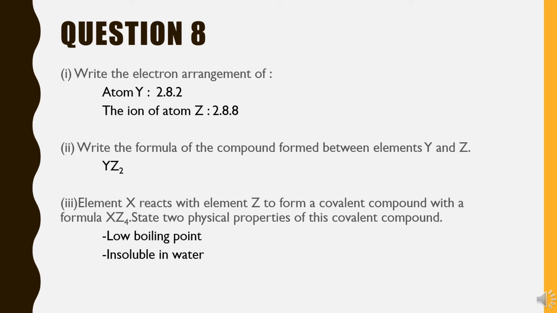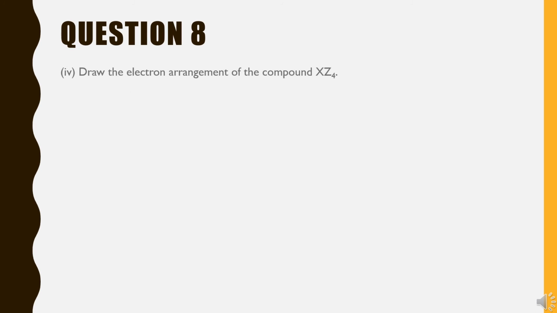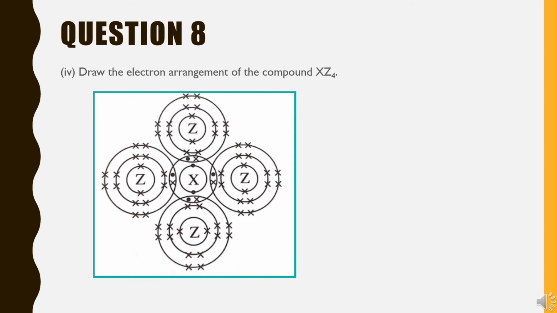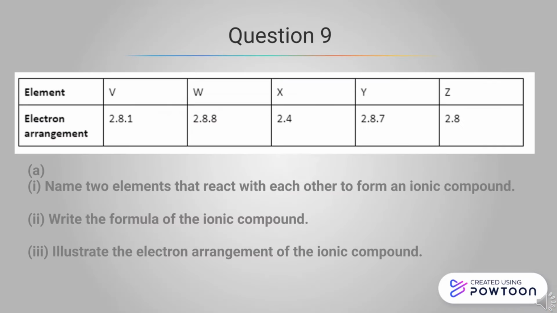For the third question, we know that XZ4 is a covalent compound. Therefore, it has a low boiling point and is insoluble in water. Other properties of covalent compounds are also acceptable. This is the electron arrangement of XZ4. Remember to check the number of electron shells and valence electrons based on the proton number of the elements.